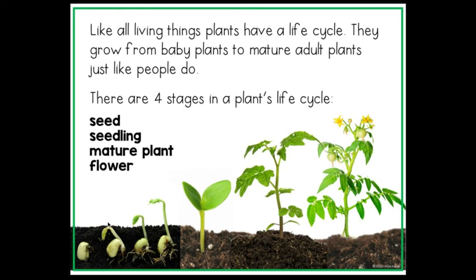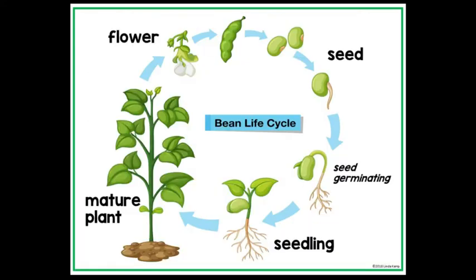So we'll start here, and there's the seed, and then the seed grows into a seedling. It sprouts, and it becomes a seedling. And then the seedling grows up into a mature plant. And then that mature plant grows flowers. And the flowers are where the seeds will be produced. Sometimes there's fruit and the seeds are inside the fruit, but oftentimes the flowers make the seeds themselves without a fruit.